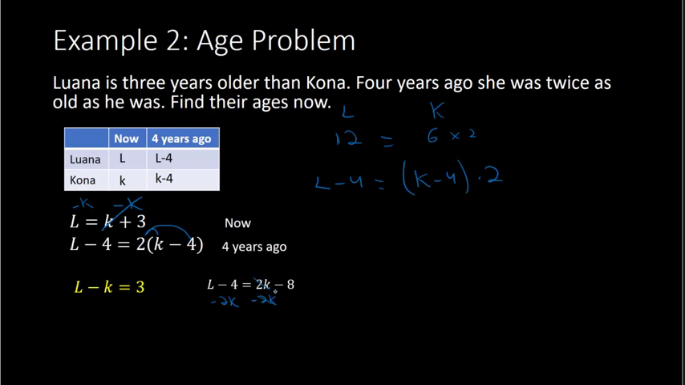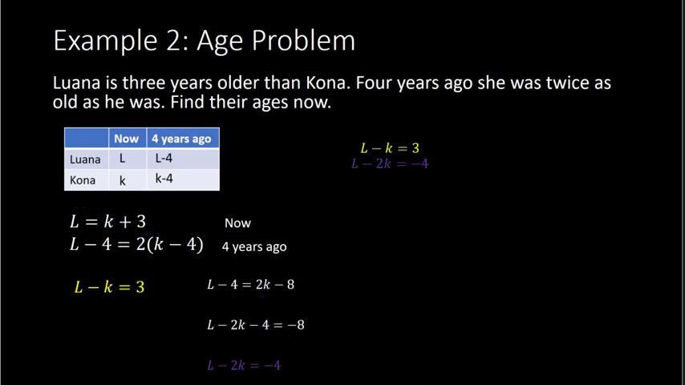So that will cancel. I now have L minus 2K minus 4 on the left side and negative 8 on the right side. Then let's bring this negative 4 to the right side. We do that by adding 4. So now we have L minus 2K equals negative 4. So those are my two equations. And we see that typed up right here at the top.